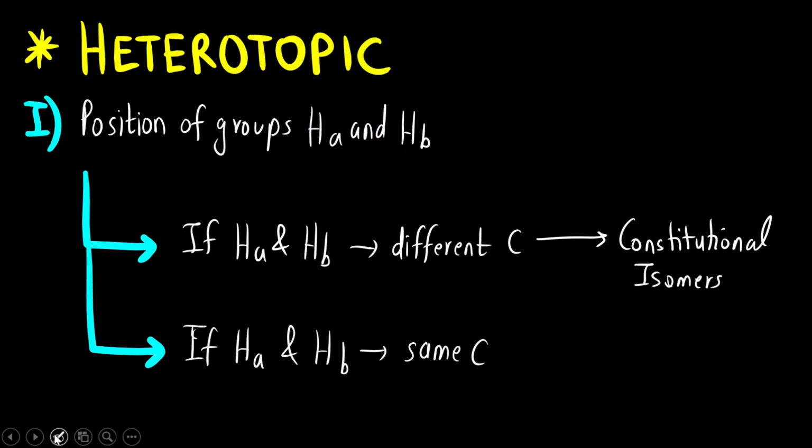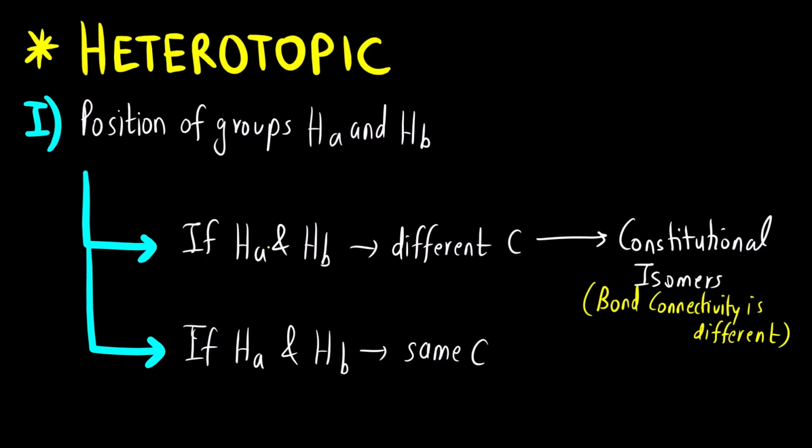For example, position isomers. What are position isomers? The position of the functional group is different. What are constitutional isomers that we had seen previously? Bond connectivity is different. If they are constitutional isomers, that is, the position of the groups is different, and both HA and HB are attached to different carbons, then we call those HA and HB constitutionally heterotopic. Constitutionally means they are constitutional isomers. That is why we say they are constitutionally heterotopic.